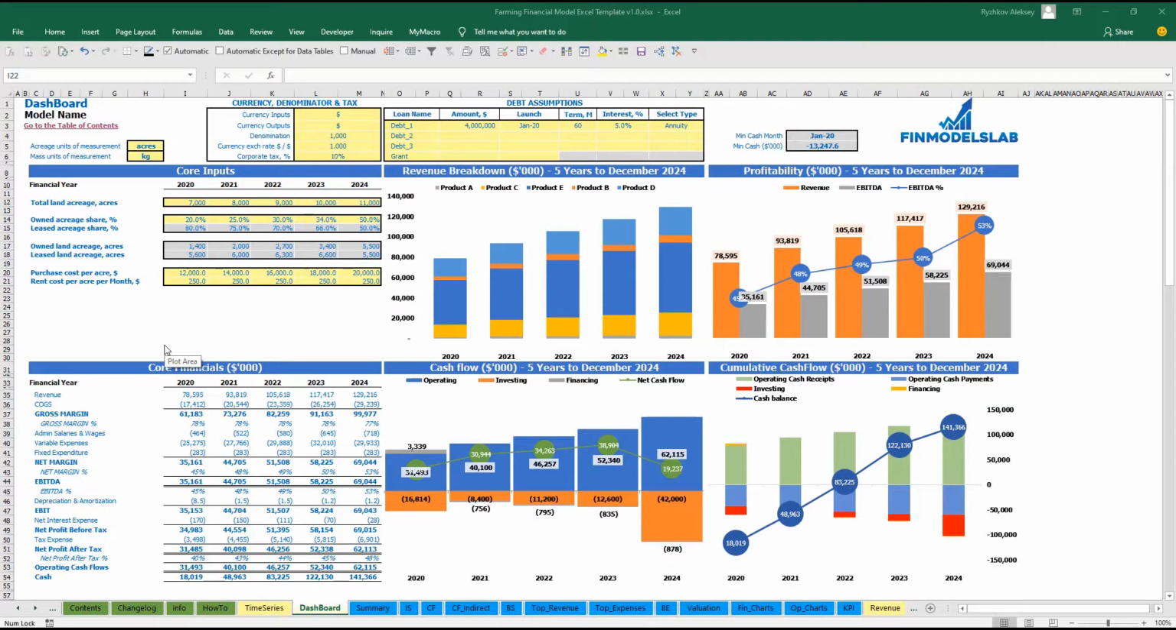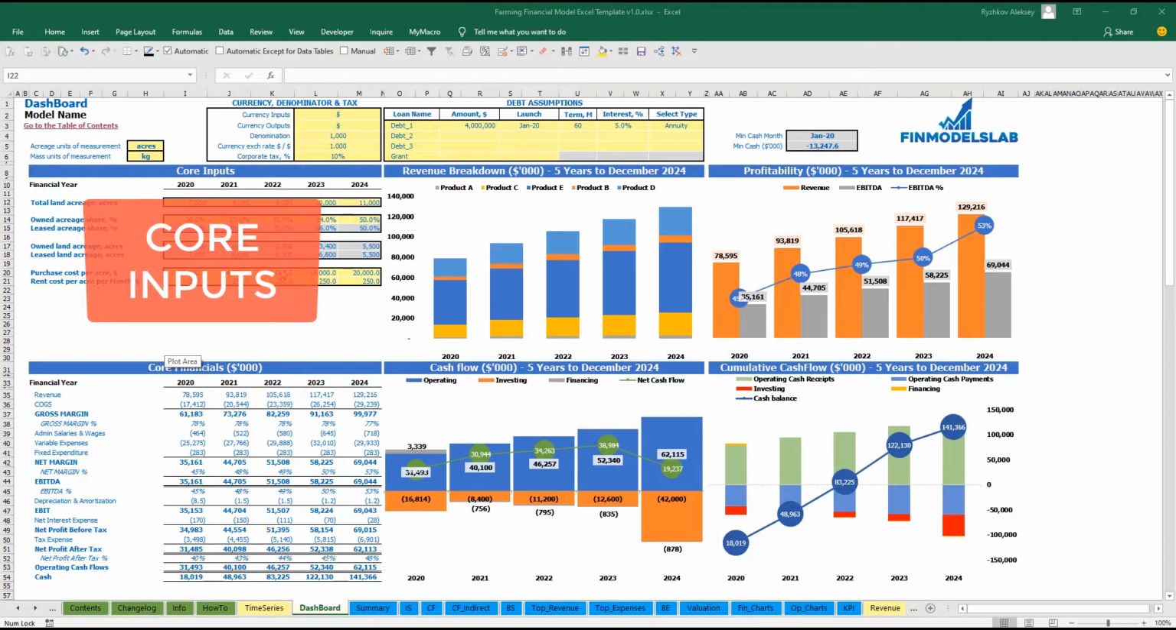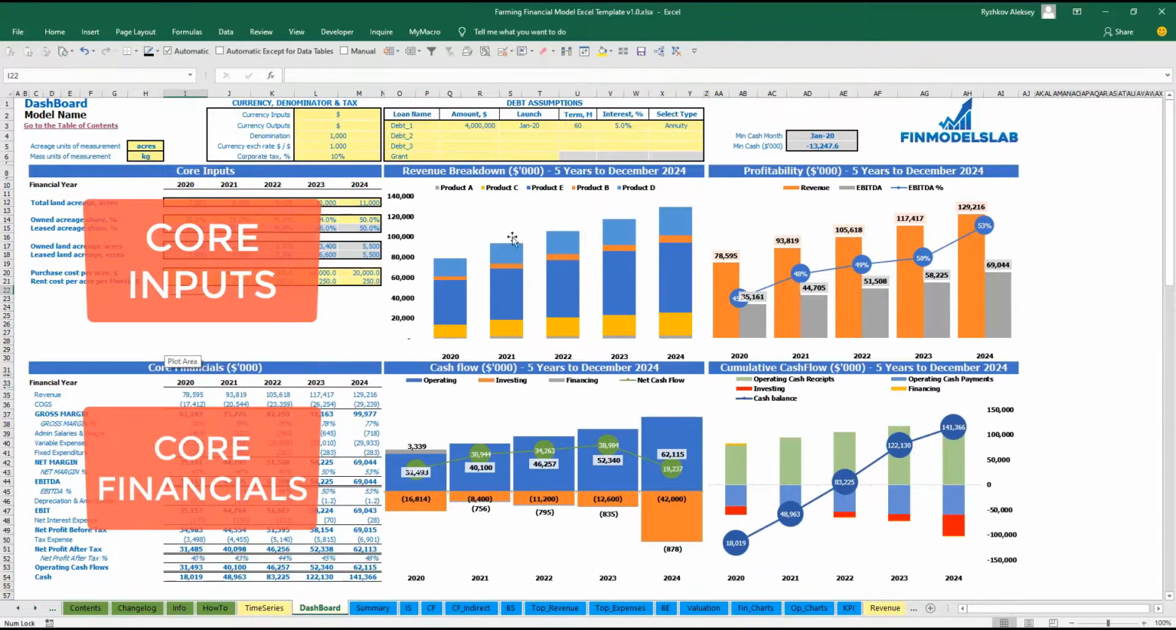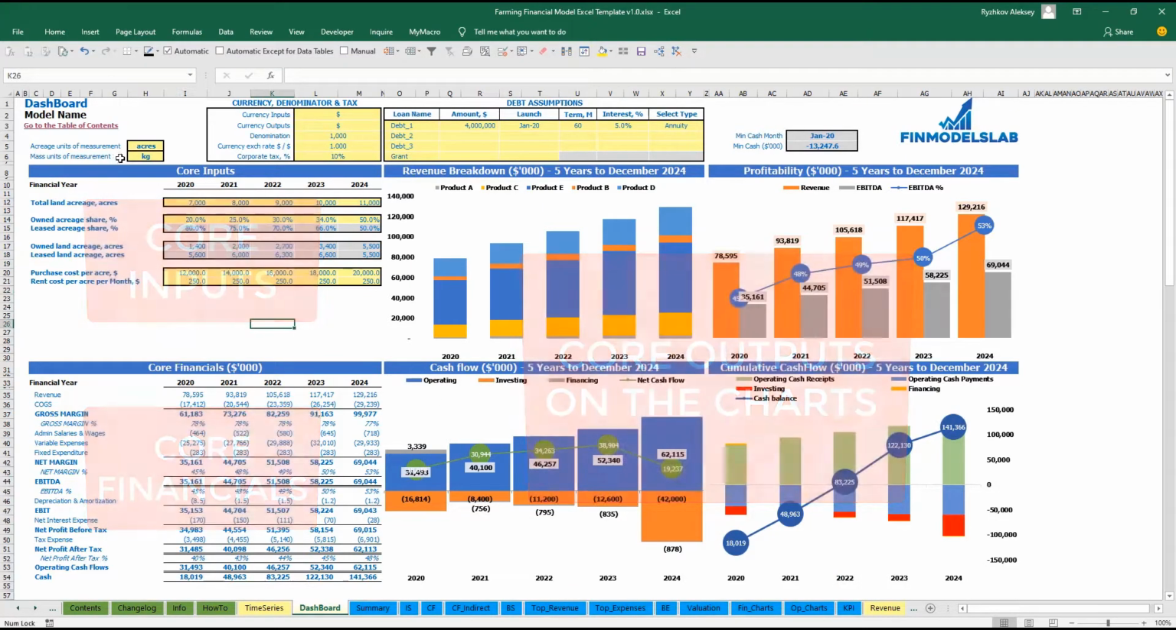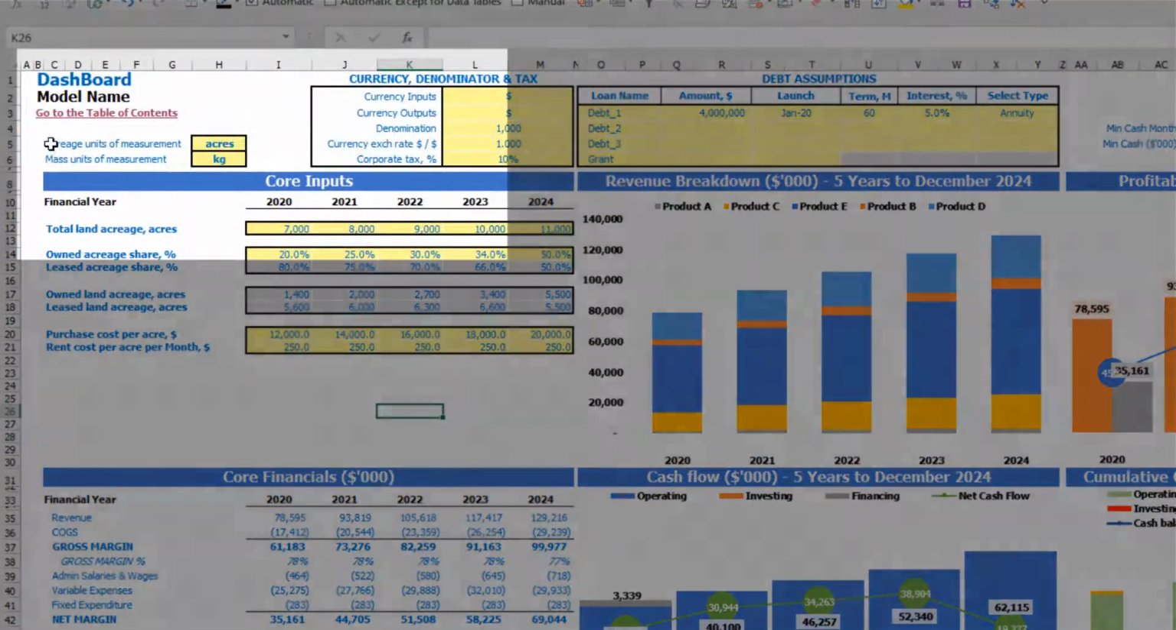On the Dashboard tab, you may input your core inputs or drivers for the model, see the core financials and core outputs on the charts. So let's set up this model and we will start from units of measurement. We have two options here to set up acreage units of measurement and mass units of measurement.